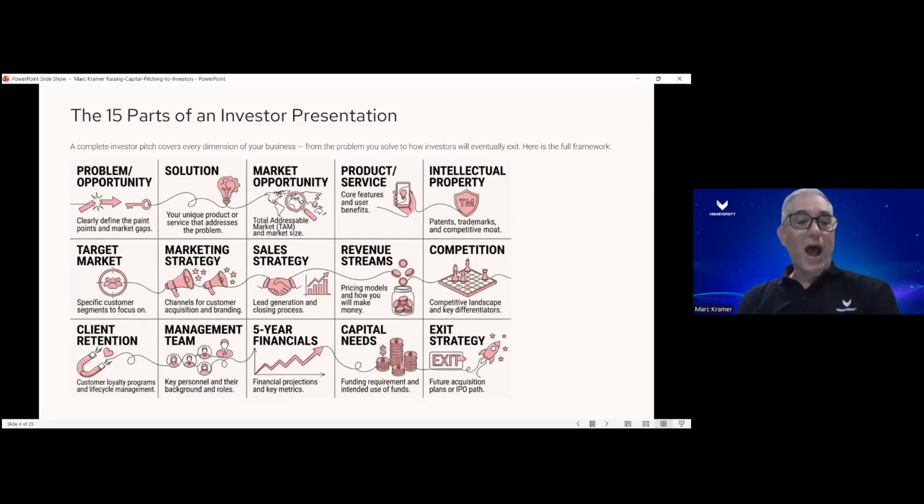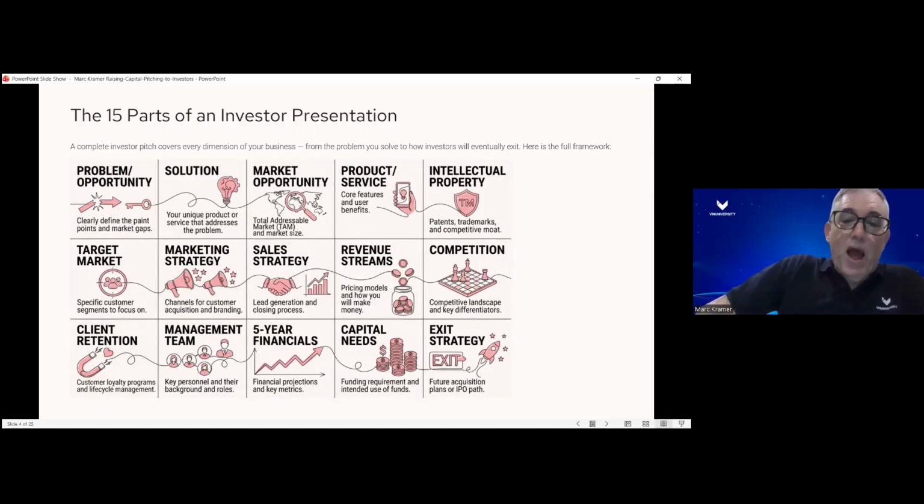So the parts of the investor presentation are: what's the problem and opportunity you're going after? What is your solution and market opportunity? What's the product or service that you're offering? Is there any intellectual property involvement? It's not a must-have like it used to be.